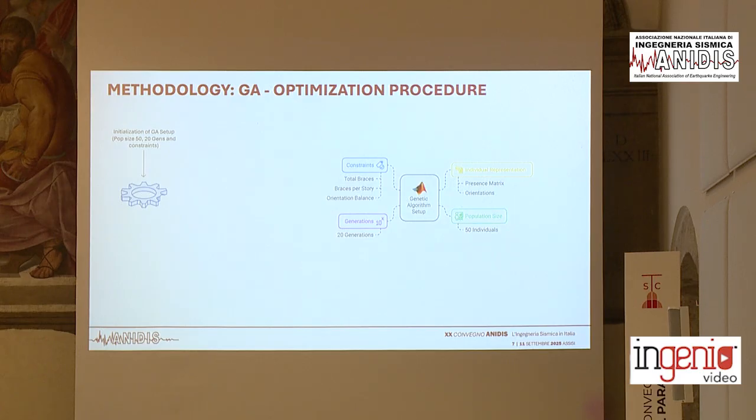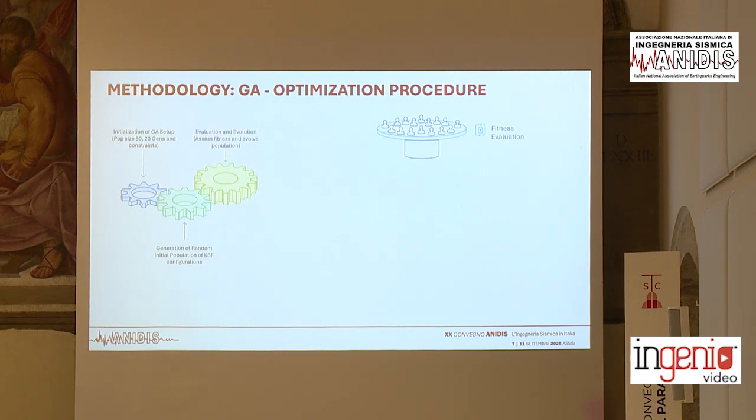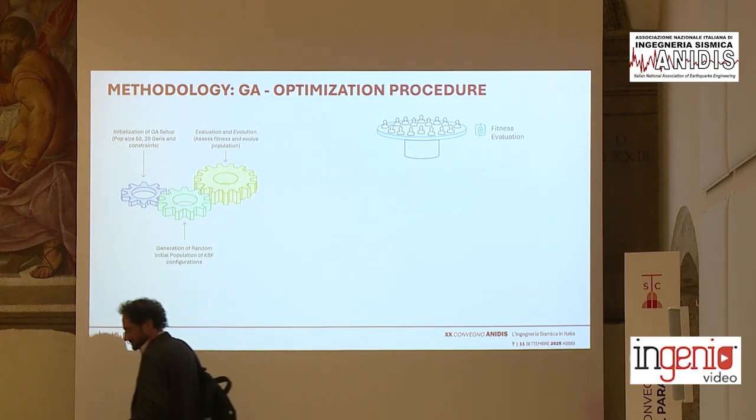Our MATLAB code begins by randomly placing 1 knee brace in each story, followed by a random placement of the remaining braces. Orientations are then assigned, and then the coded individual is rechecked to ensure that all the constraints are met. Next, each individual's fitness is evaluated, and then we follow the process we explained earlier.